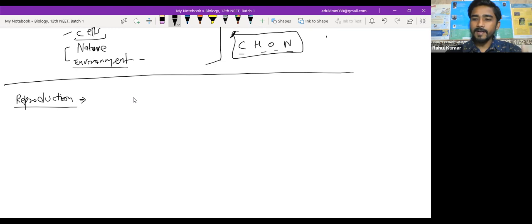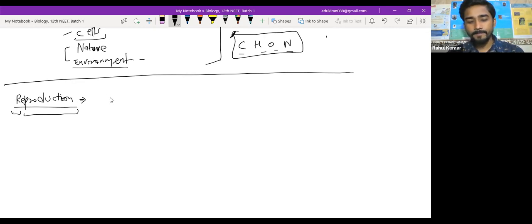Perfect. Now let's try to break down the term. It's called reproduction. Production means production, and re means repetition, again and again. So it's clearly something that's happening again and again, and it's producing. If you just go by the definition of books, it says, and you can just write it, that reproduction is the process by which parents produce offsprings which are similar to the adult parents. Correct? So just write down this definition first. It's important, and then we'll discuss a crucial point in this definition.